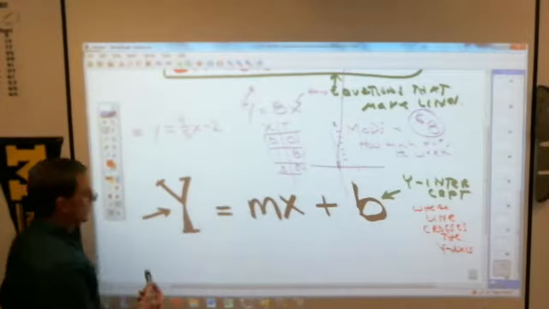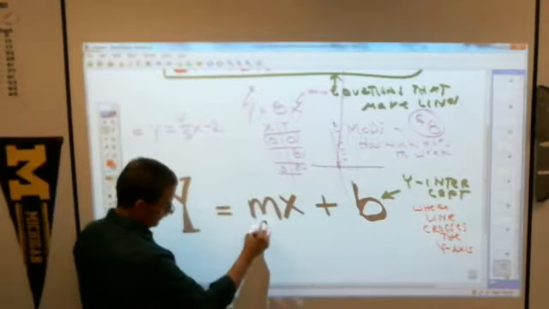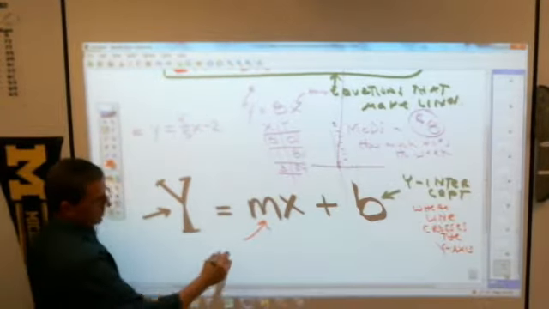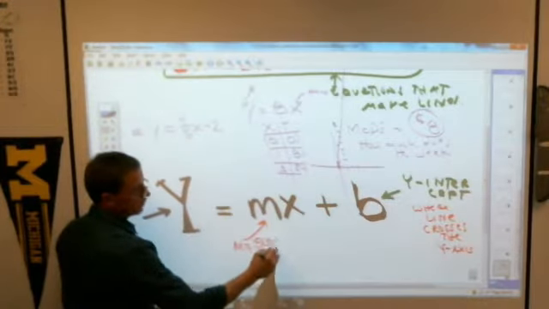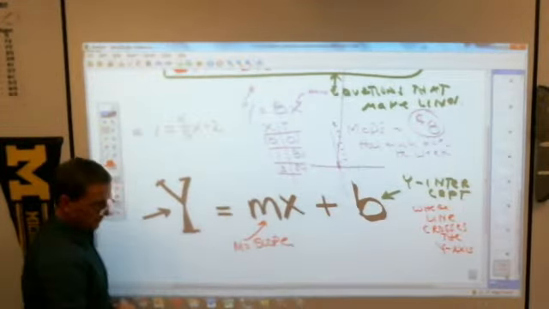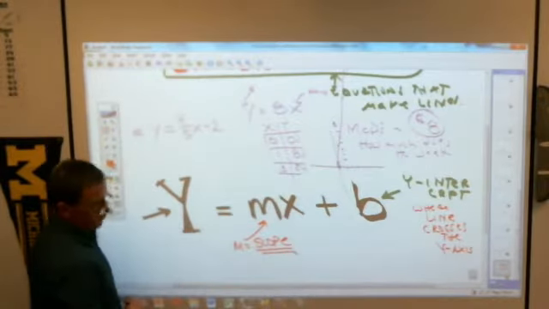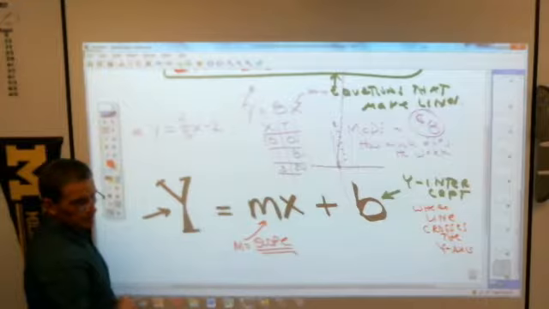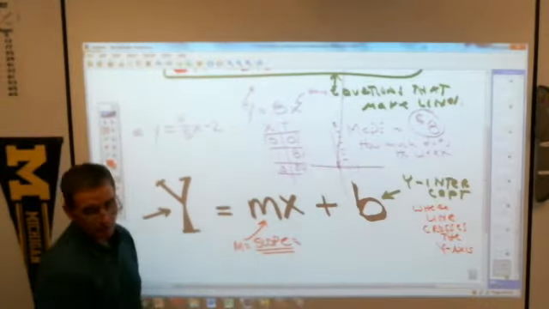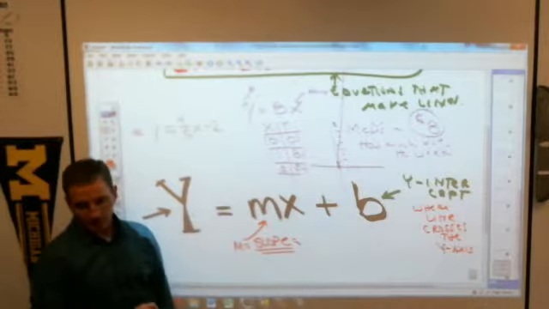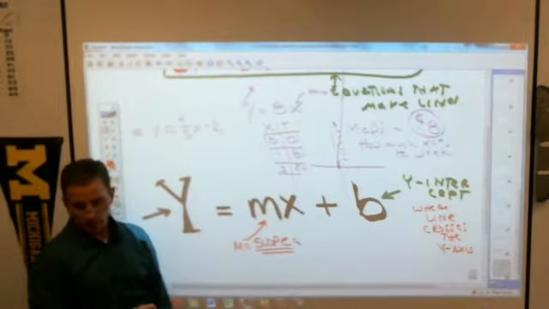Okay? The letter m, children, is what we call the slope of the line. And we've talked about slope before, have we not? Yes. What does slope mean? Oh boy, we've talked about it, but nobody remembers. My kingdom for somebody who can tell me what slope actually is.